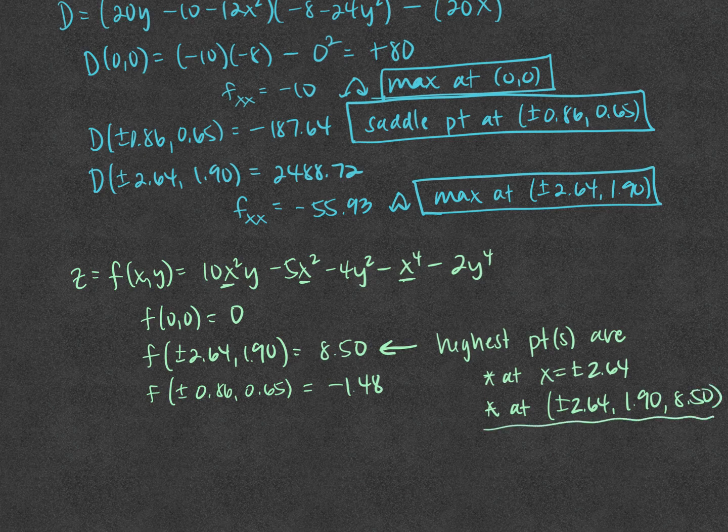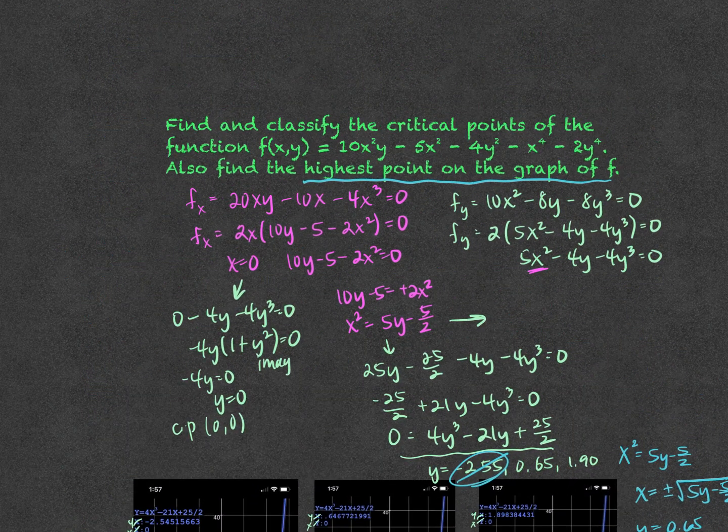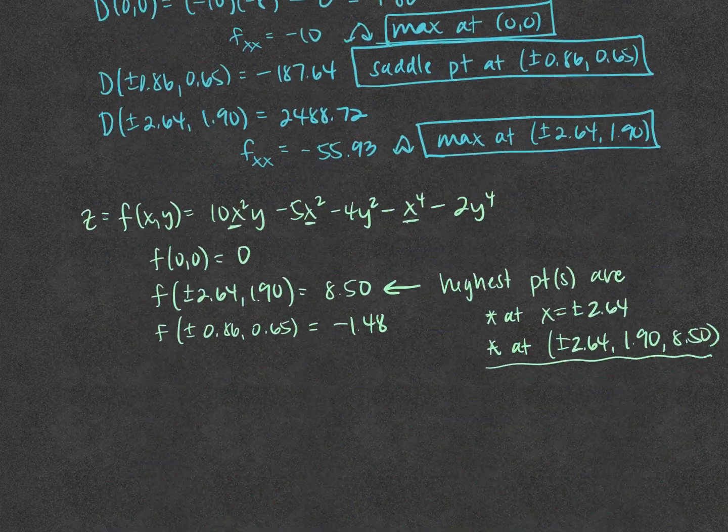The last one's what they're going to look for, because if we go back to the directions, it says what is the highest point on the graph. So we're looking for that point with all three values on it.